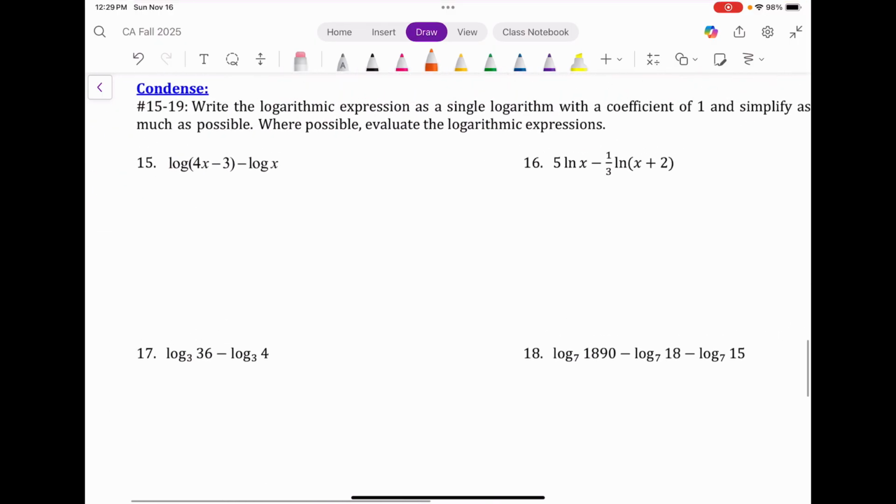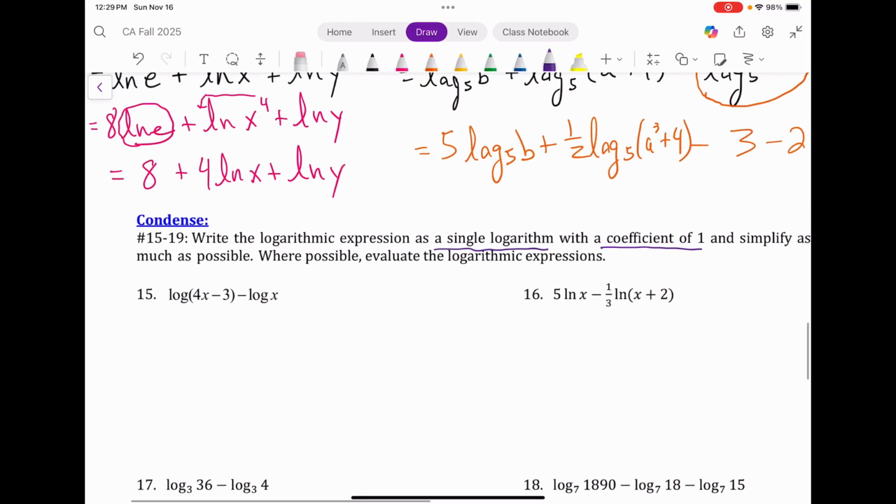Okay, 15. I want to condense these logs, so we're going backwards. And so we want a single logarithm, and we want a coefficient of 1. So instead of having something like this, we would move that coefficient back to be an exponent in this case.